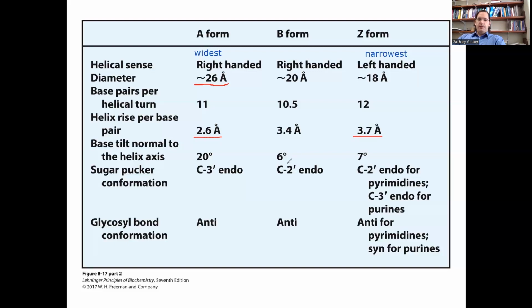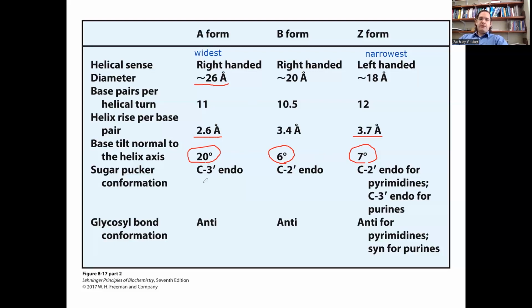Again, as I mentioned before, we also have a difference in the angle of our bases, so the base tilt compared to the axis of our helix. The closer this is to 0, the more perpendicular our bases would be compared to that helical axis. So our B and Z form are very close. They're almost perpendicular to the helix, whereas our A form is tilted 20 degrees relative to that perpendicular position.